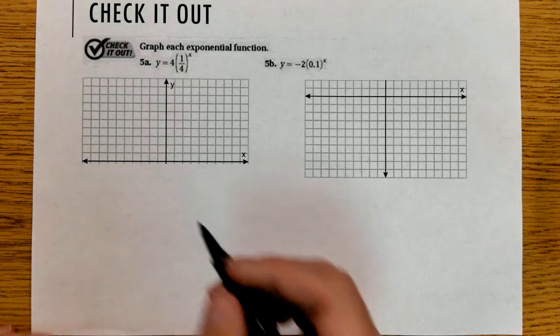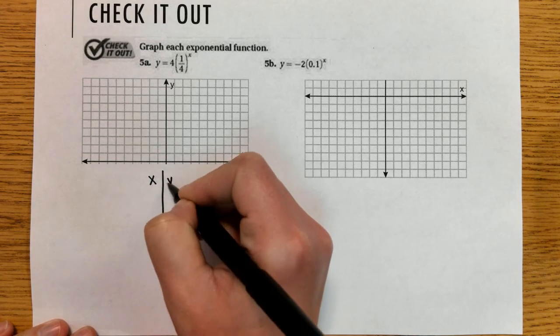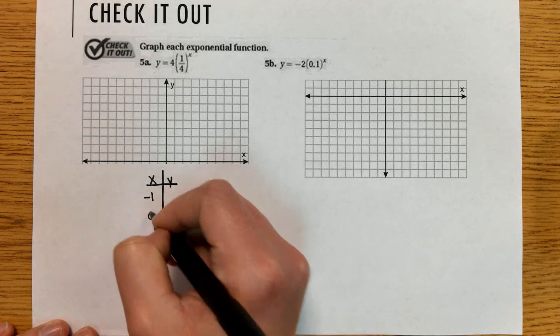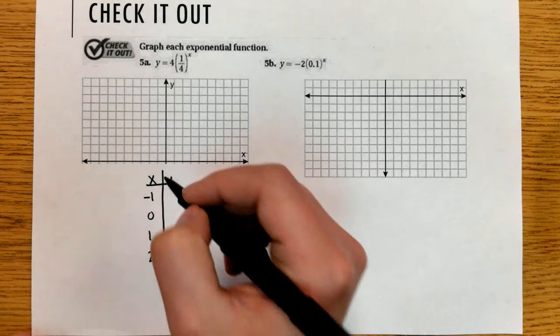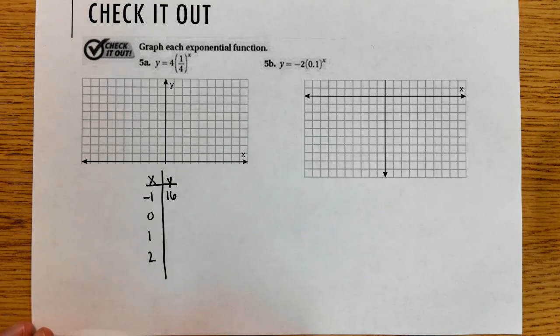So start by creating an XY table. So I'm going to set up an XY table here. I'm going to substitute in negative 1, 0, 1, and 2. So first, starting with 1/4 raised to the negative 1 power. That's going to give you 4 times 4 will give you 16. So negative 1, 16 will be really far off the graph.